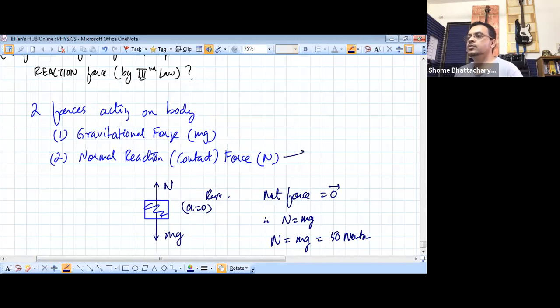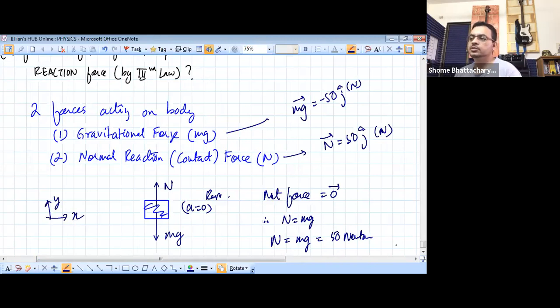Okay. So this normal reaction is 50 j cap in newtons, and this gravitational force is minus 50 j cap in newtons. If I take this to be my y-axis, this will be my x-axis. But vector notation is not required here because it's a very simple direction. So you can see that. Okay, so that's the first part.